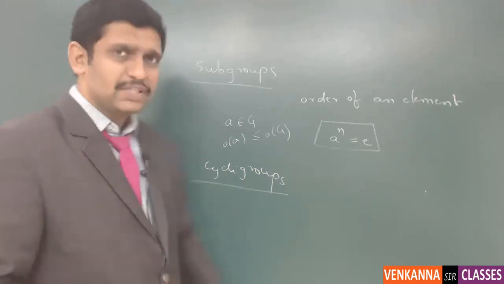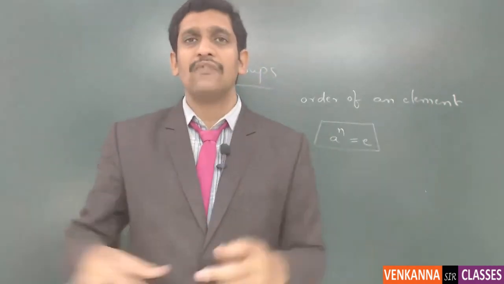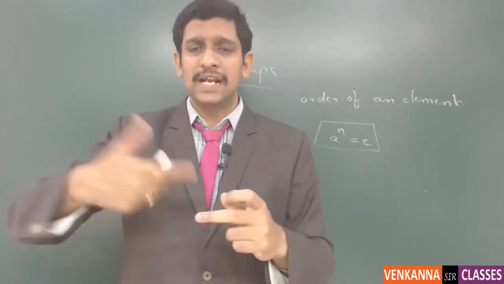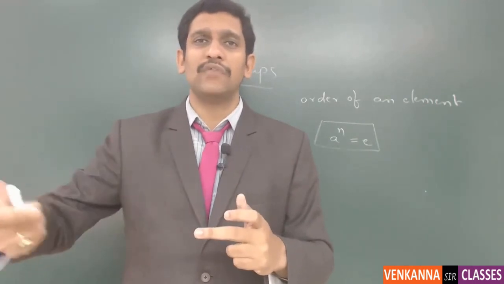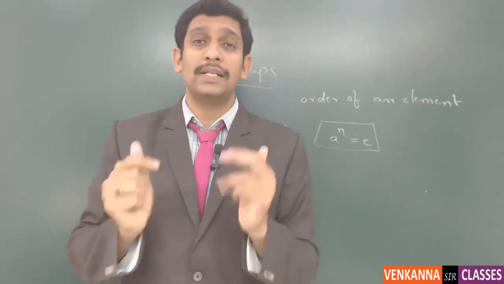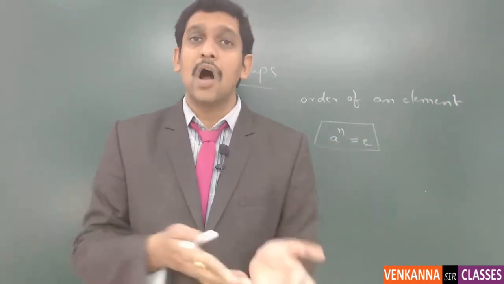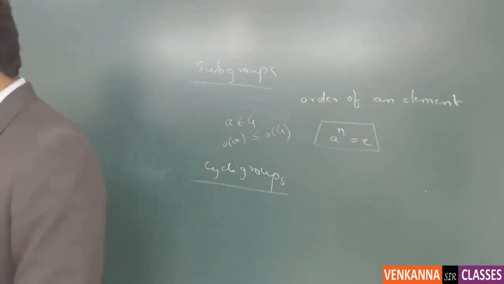So let me say, if you consider an infinite group where every element is generated by 1. So while multiplying the elements of it, you are going to get all the elements of the group. Since the group contains infinite number of elements, order of this element is also infinite. So we will learn those things separately.